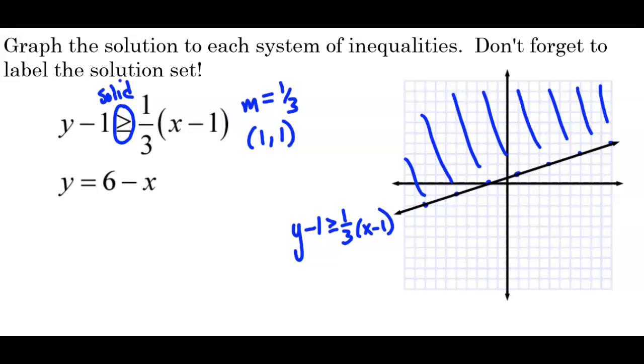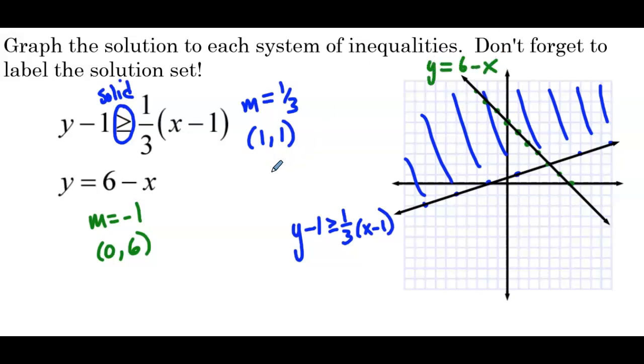And then we have y equals 6 minus x. So that's a line with a slope of -1 and a y-intercept of (0, 6). So 1, 2, 3, 4, 5, 6. Slope of -1. And that's just a line, so we're going to connect all the points. And that's the line y equals 6 minus x.